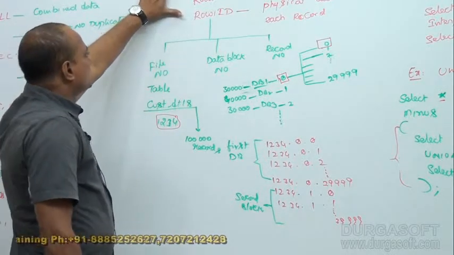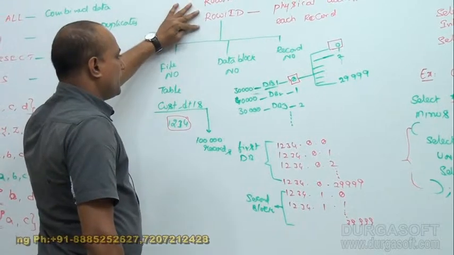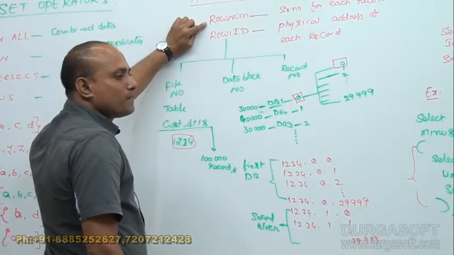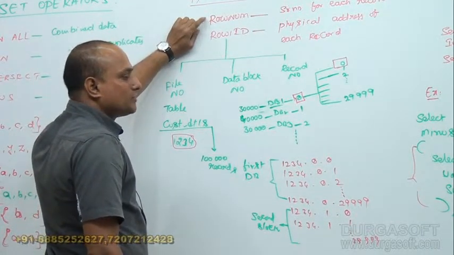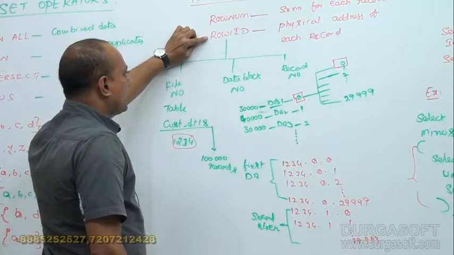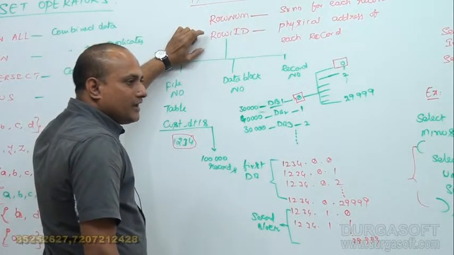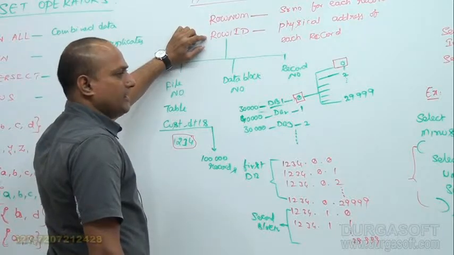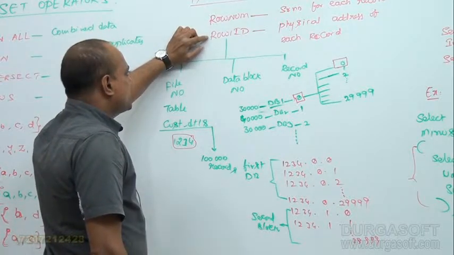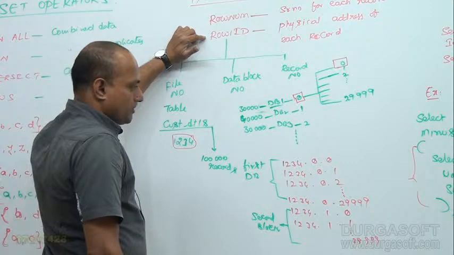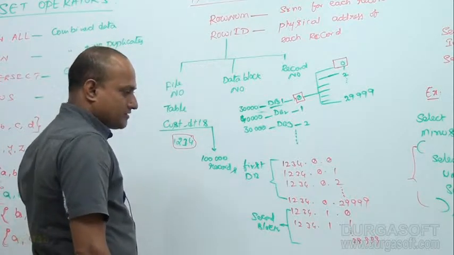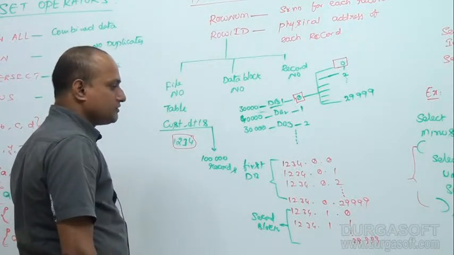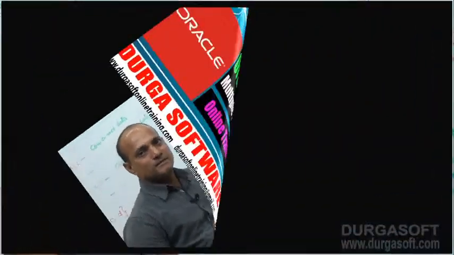Again I'm repeating, pseudo columns: row number and row ID. Row number is used to maintain a serial number logically for each record. Row ID is used to identify any record. To retrieve any record, the Oracle Engine uses the row ID value. What is row ID? It is known as the physical address of each record. Remember these points and have a look at the practical session.